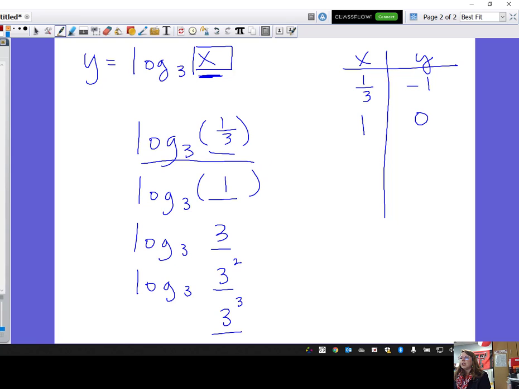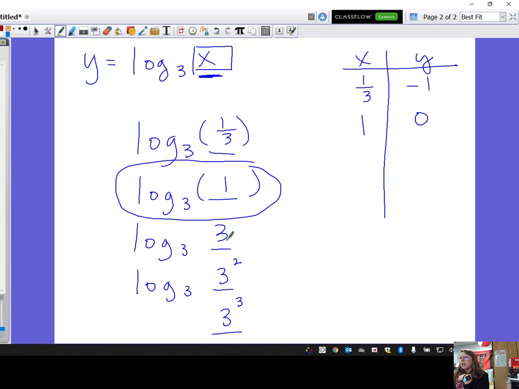And so this right here is kind of your key point. Anytime what's inside the parentheses here is equal to 1, 3 to what power is equal to 1, it's always 0. And so this is kind of your x-intercept, it's where you're crossing that axis, and that's kind of your, can I find this point? Then I'm good. And so then we can fill in the rest of this here.